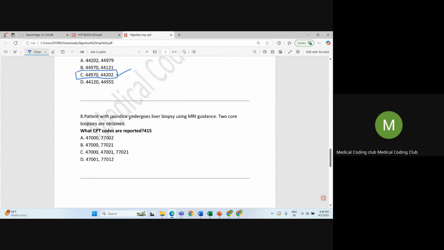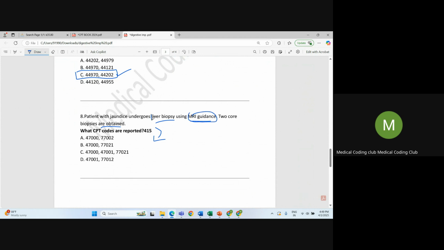Next, patient with jaundice undergoes liver biopsy using MRI guidance. Two core biopsies are identified. This question is more of a radiologic question, but since we have options from the 4 series also, I am discussing it here. They have performed the liver biopsy using MRI guidance. So you have to check liver biopsy using ultrasound guidance, fluoroscopy, CT, and MRI, because they can utilize whatever guidance they need according to the procedure or the patient. Here they have utilized MRI guidance.